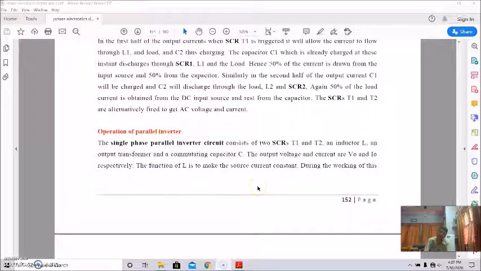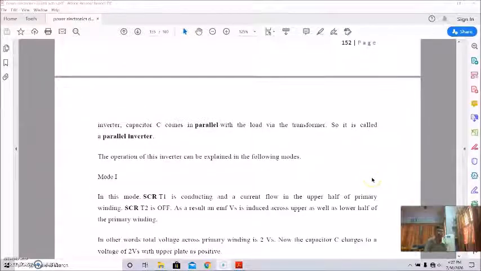Now, for parallel inverters, the single phase parallel inverter circuit also consists of two thyristors, T1 and T2, an inductor L, an output transformer and the commutating capacitor C. The output voltage and current are V0 and I0 respectively. The function of the inductor L is to make the source current constant. During the working of this inverter, the capacitor C comes in parallel with the load via the transformer, so it is called a parallel inverter.